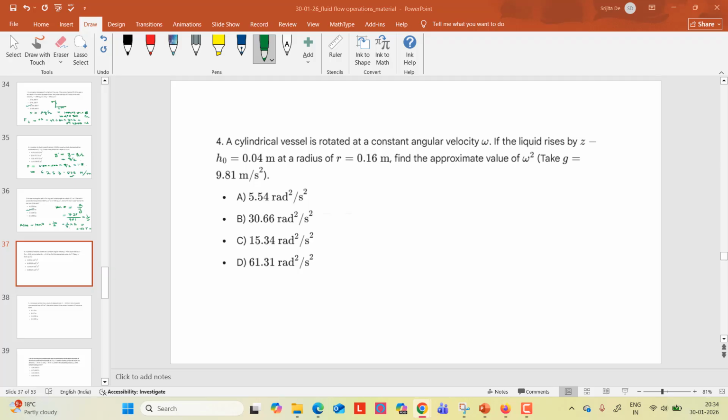A cylindrical vessel is rotated at a constant angular velocity omega. If the liquid rises by z minus h naught equals 0.04 meter at a radius r of 0.16 meter, find the approximate value of omega square.